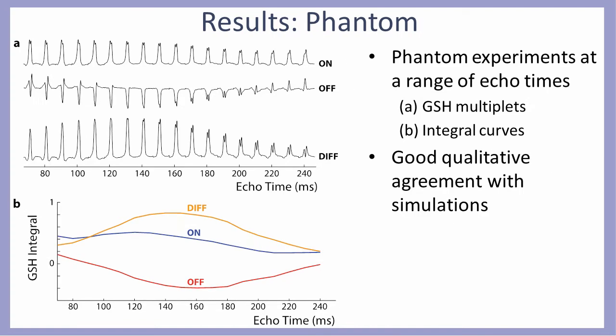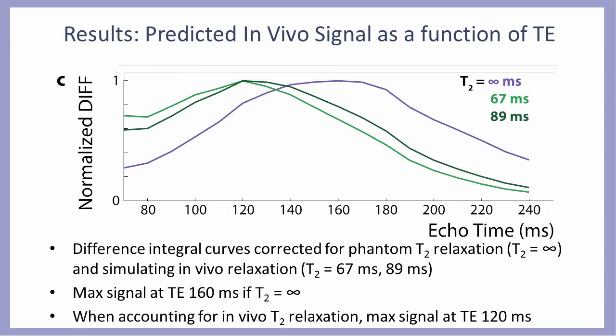Results from matched phantom experiments are in good agreement with the simulations in both the shape of the multiplets and the on, off, and diff integral curves. Looking at the signals as a function of echo time, we can see that the maximum signal occurs at an echo time of 160 milliseconds if T2 relaxation is not considered. Accounting for in vivo T2 relaxation, however, this moves the echo time at which the maximum signal occurs to 120 milliseconds.